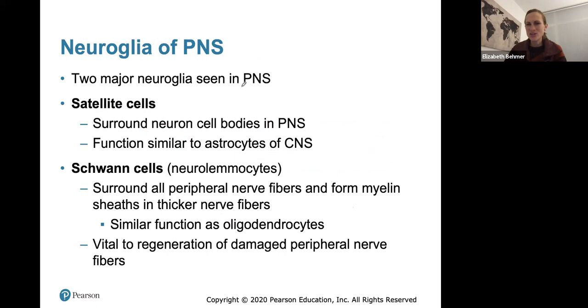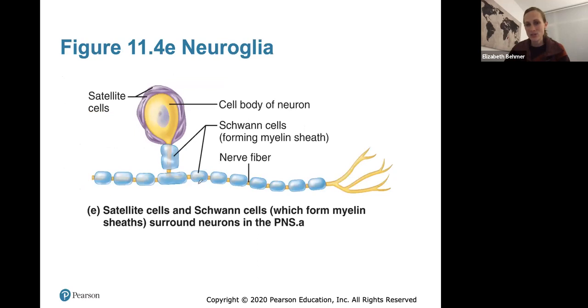Then we only have two major neuroglial or support cells in your peripheral nervous system. We have satellite cells, and we also have Schwann cells. Oligodendrocytes create myelin sheaths in the central nervous system, and Schwann cells create myelin in your peripheral nervous system. So be sure to keep those two straight. They're functionally similar to oligodendrocytes, and they form the myelin, which is shown here, which again is like electrical tape that covers the axons of neurons to help the electrical signals travel quickly down a nerve fiber.